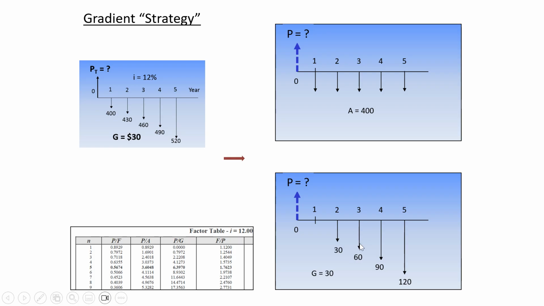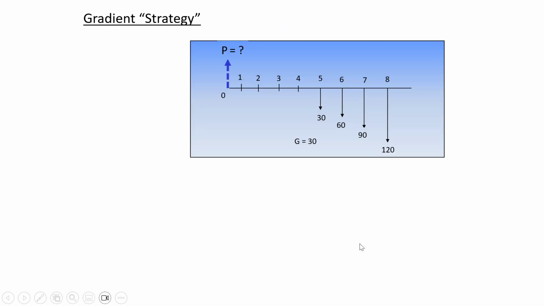2 times G, and so on. So is this still a gradient if the amounts are shifted in time towards the right? Yeah, this is still a gradient, and I could still conceivably want to know what's the present equivalent of this amount. You know, what's the economically lump sum value in the present that's equivalent to these amounts over time.